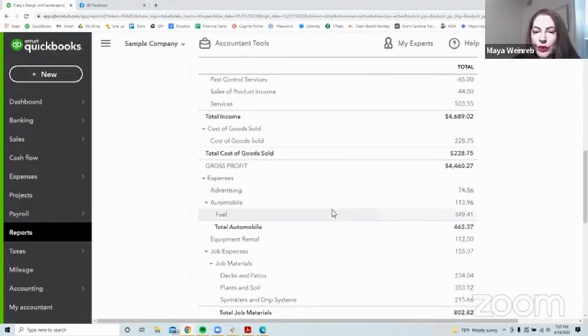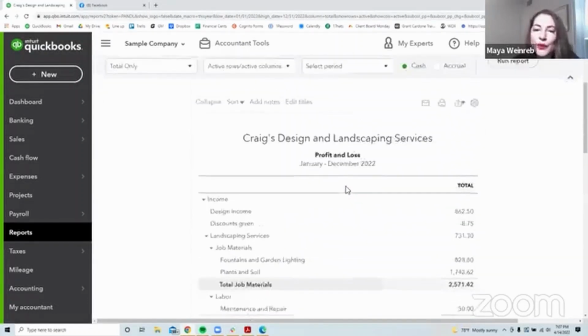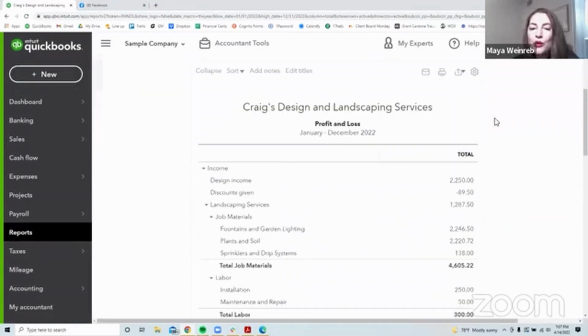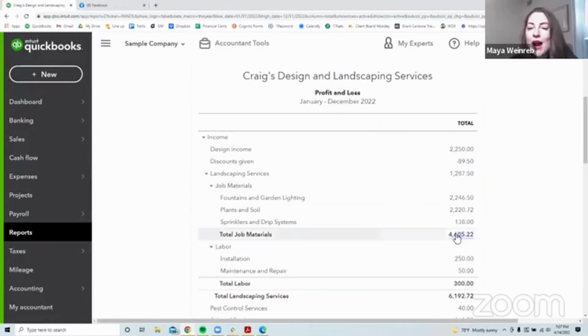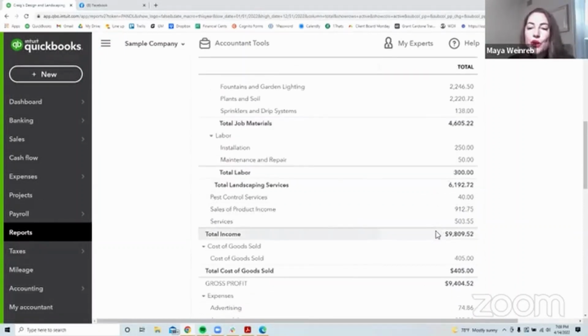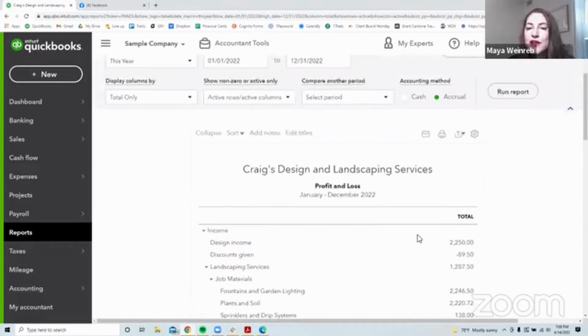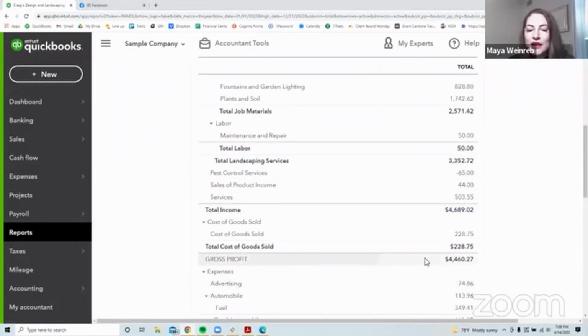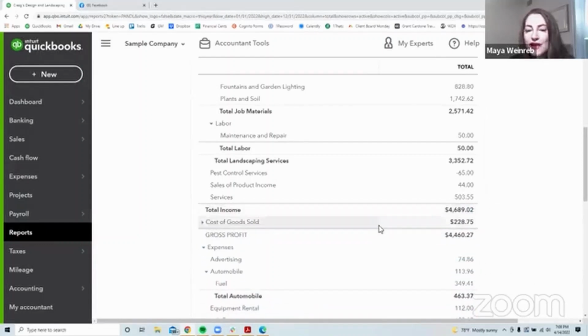So here we go. And the reason this looks different, when I first opened it, it was on accrual. And we've talked about this before, but accrual is basically if you count the money as it's earned or as it's spent, and not when it comes out of your bank account. So all of his invoices, he has $9,800 of invoices, but that doesn't mean he's made that money. If you want to know what's in his actual bank account, he's only made $4,600. So that's something to keep in mind.